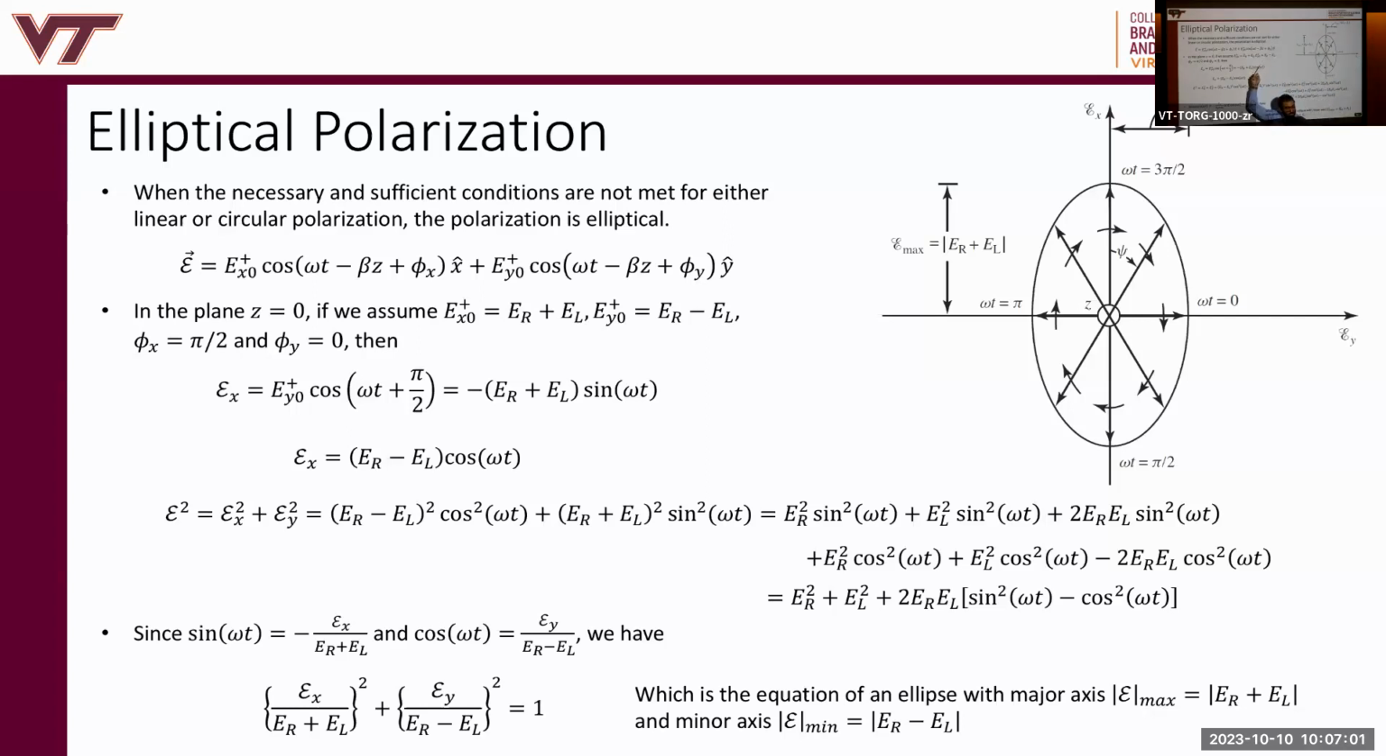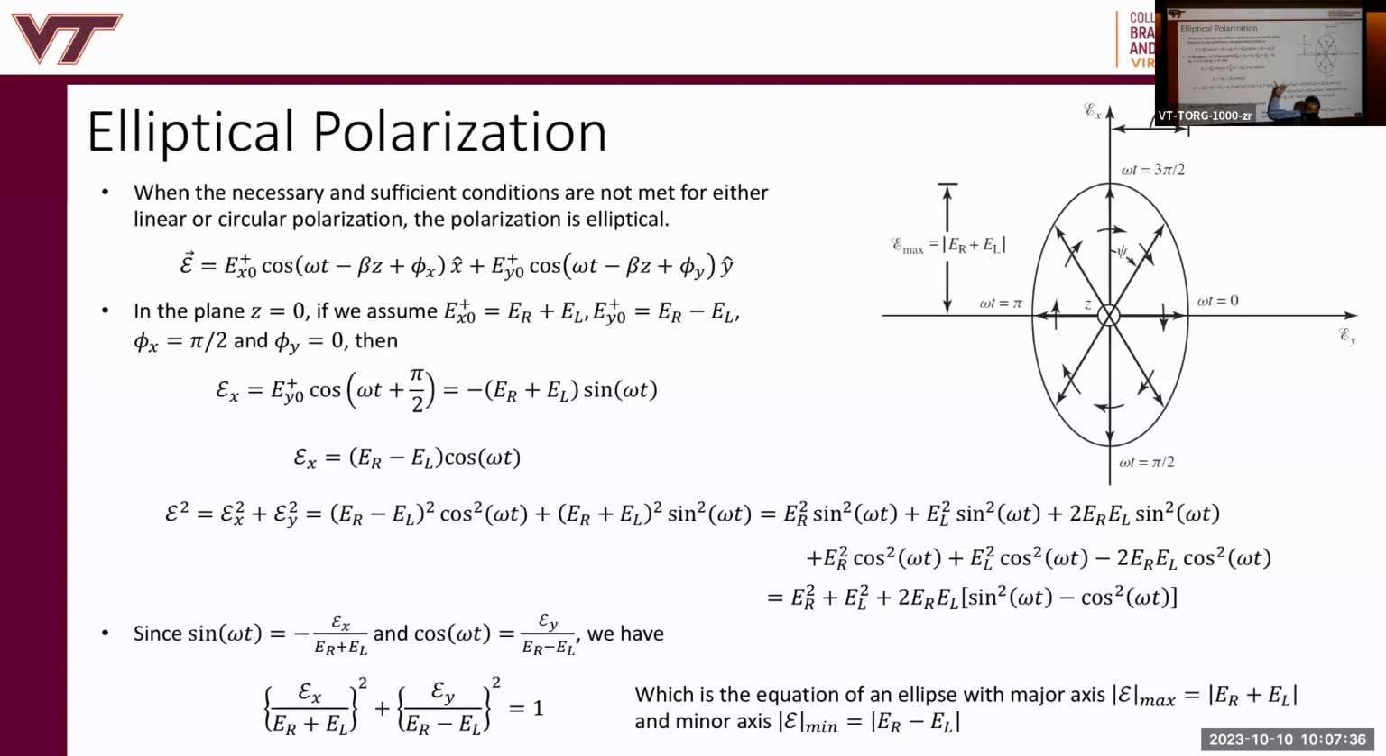Here's our electric field again, the general form. At z equal to 0, we get rid of the z's. If we assume that EX naught is ER plus EL, we're going to write it that way. This is some constant, EX naught. We're just going to call it EL plus ER. And then EY naught is ER minus EL. We'll see why we do that. It allows us to define the axes of an ellipse. And phi X is pi over 2 and phi Y is 0. So we're going to study this particular case where we do have 90-degree phase delay, but the amplitudes are different.